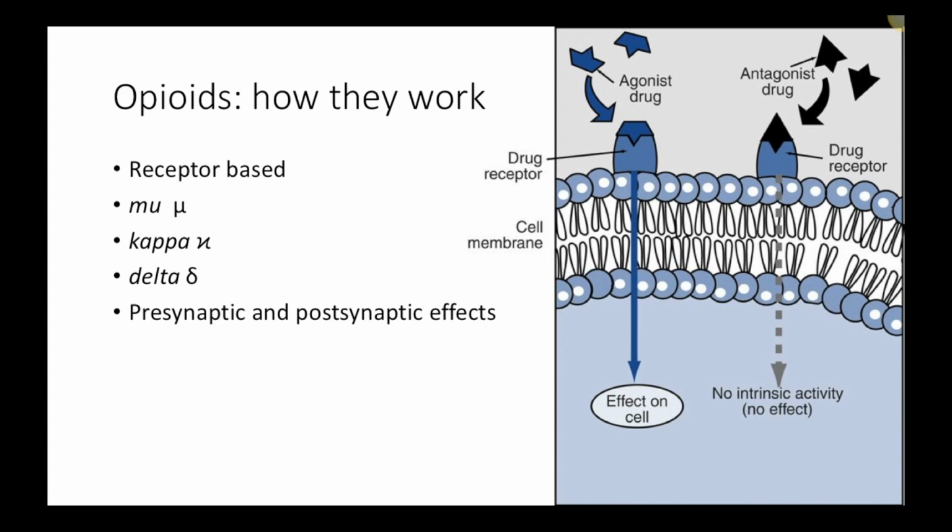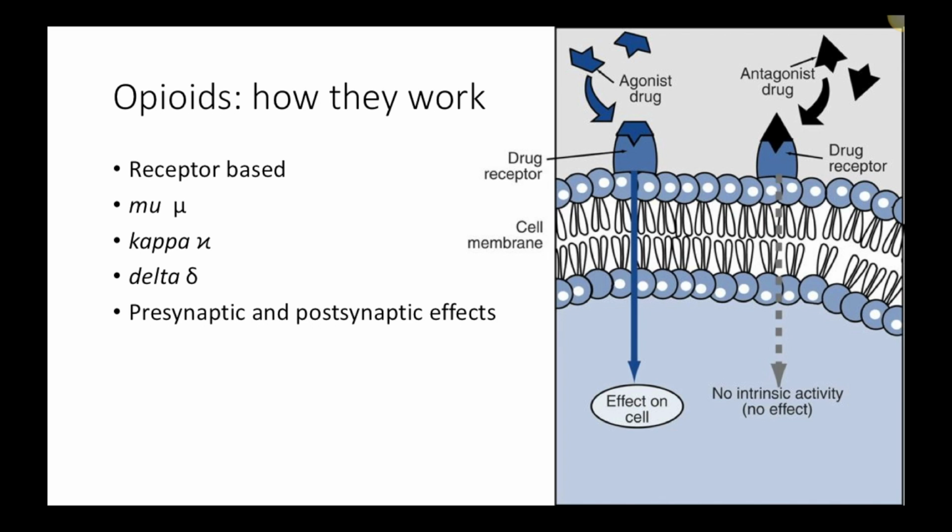The receptors that we'll talk about with opioids are the mu receptor, kappa receptor, and delta. There's also a sigma receptor. Was it sigma? I'll have to double check it, but I'm pretty sure it was a sigma receptor too.